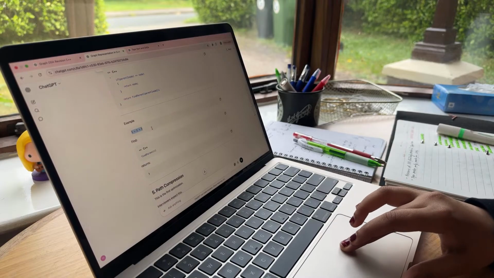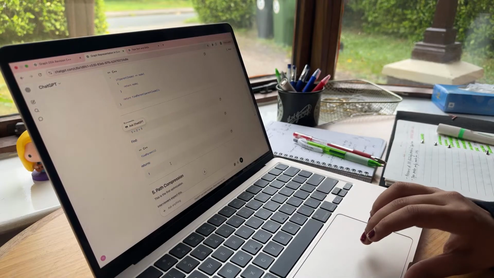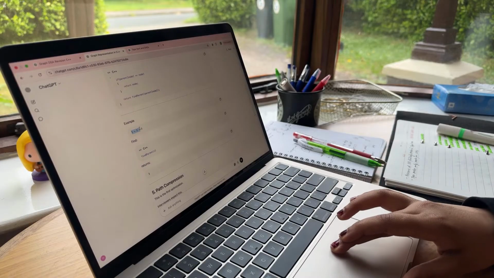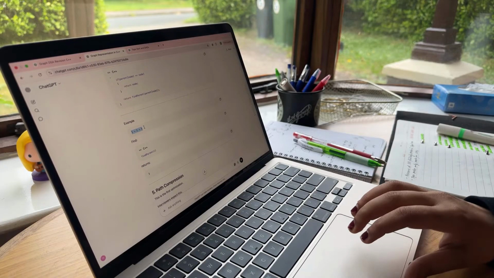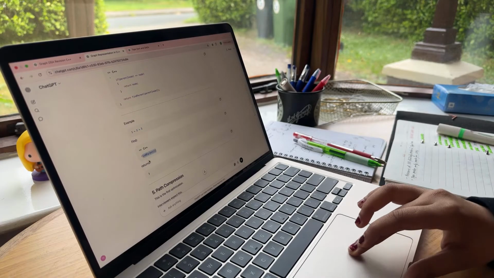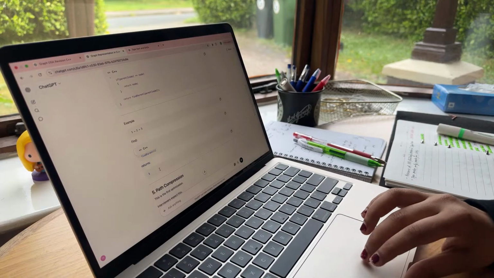1, 2, 3. Find parent of 1 is going to be 3. 1's parent is 2, 2's parent is 3. So the actual parent is 3.